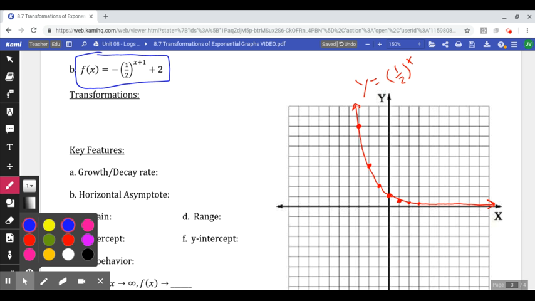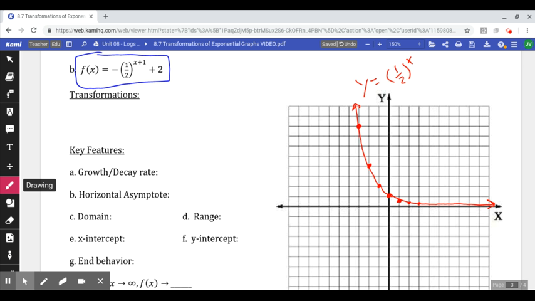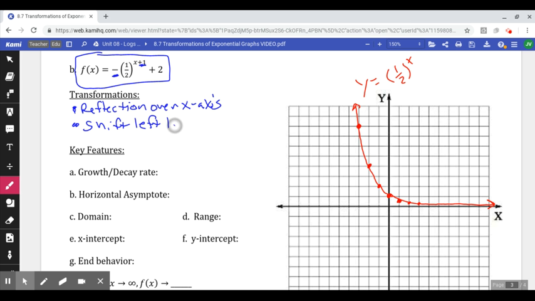So now that we have our parent function, let's see if we can graph the graph in blue. We're going to look at our transformations here. Our first transformation is a reflection over the x-axis. That's what the negative sign does. So I'm looking at this piece right here. And then the x plus 1, that's going to be a shift left 1. Remember to do the opposite of that number. And then the plus 2 right here is going to be a shift up 2.